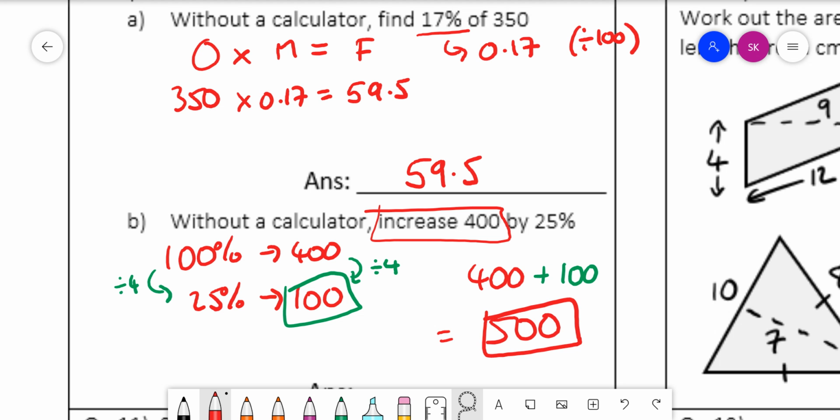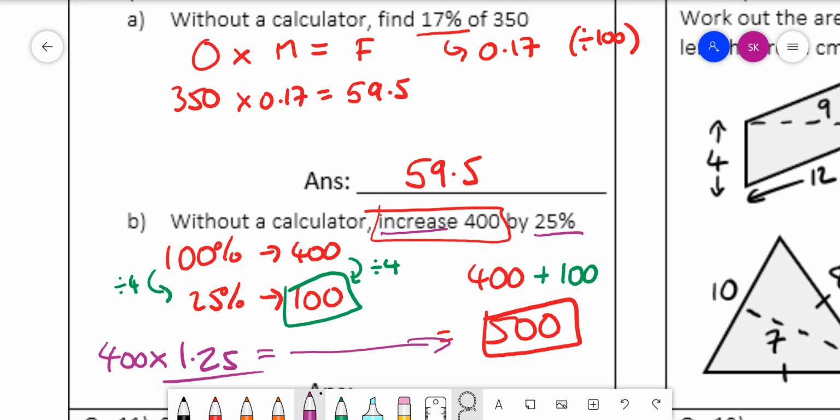If instead you did the original times multiplier equals final, what you would have done was 400 times 1.25, because the multiplier from increasing 25% is 1.25, and that would have also given you 500. So pause the video, make any notes that you need to, and then press play when you're ready to hear the next question.